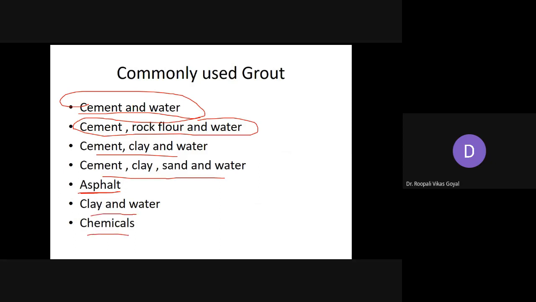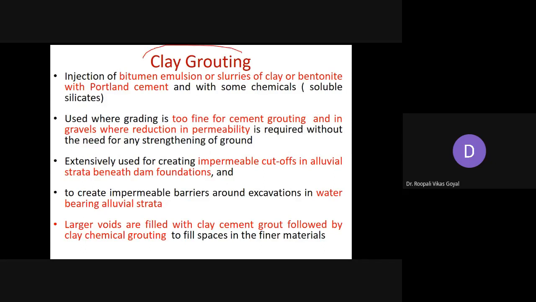So here in clay grouting, basically clay is also used for grouting. So injection of bitumen emulsion, tamarind emulsion, or slurries of clay, clayey slurry, or bentonite clay. Bentonite clay is a special kind of clay. Okay, this with the Portland cement mixture, or some chemicals, all you can utilize.